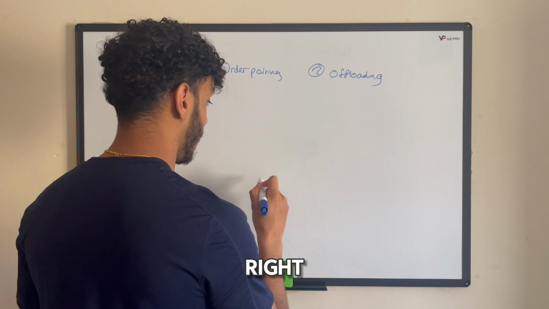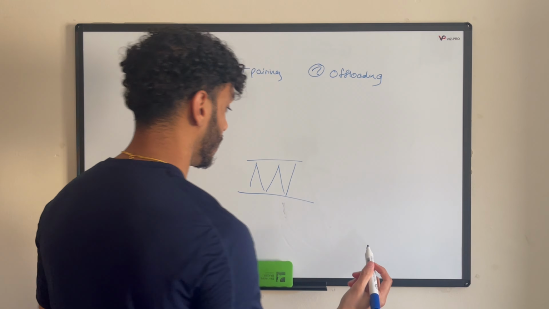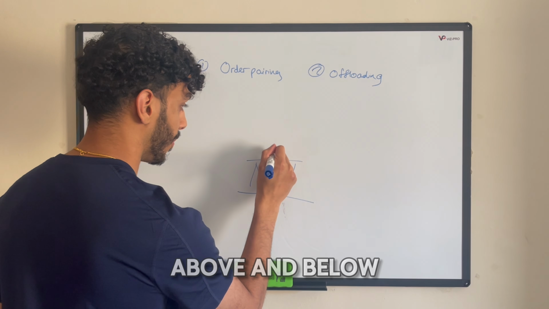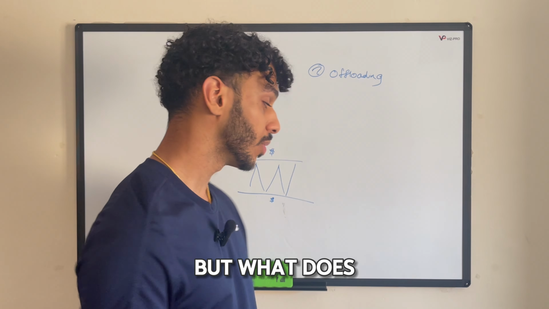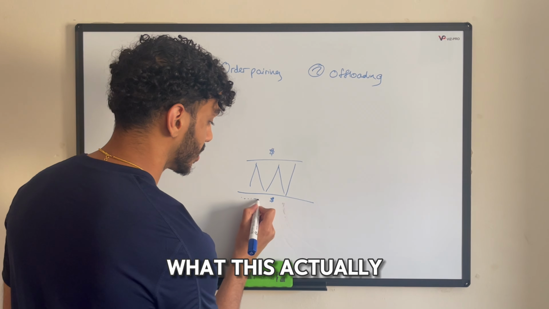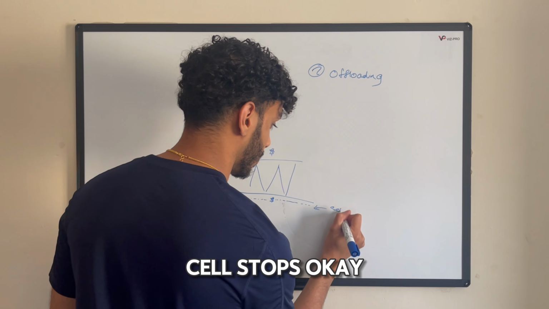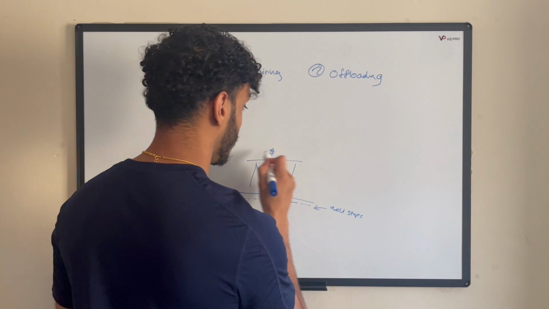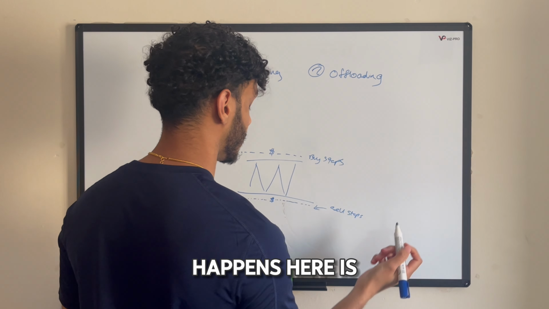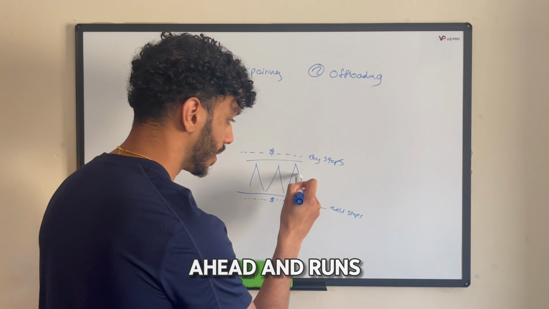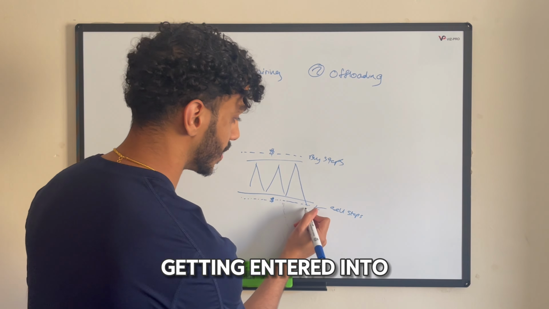So let's say we're thinking about things from a completely smart money perspective. We understand that above and below equal lows and equal highs is liquidity. But what does this actually mean? Well, it means that there's a ton of breakout traders who've got their sell stops resting beneath this low, and they've got buy stops resting above this high. So what actually happens here is when price runs lower, breakout traders are getting entered into the market at this point.